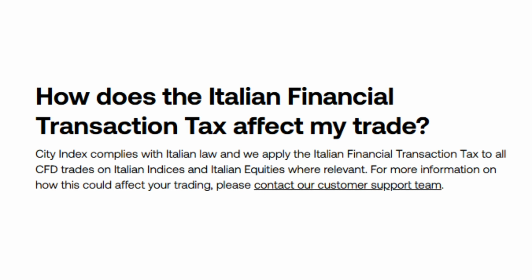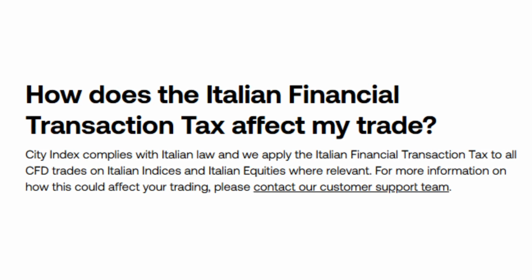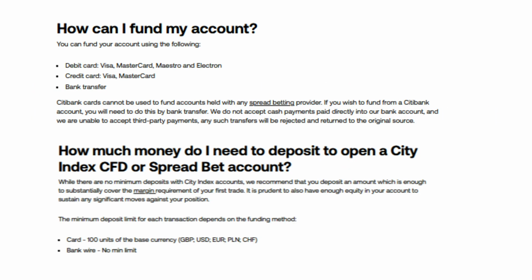Then, if you trade Italian indices and equities, you will be charged Italian financial transaction tax. Then for risk management, when your guaranteed stop loss order is triggered, you are charged for that. Deposits and withdrawals can be made through card payment and bank transfer. Now, if you make your deposit through card payment, then your minimum deposit should be 100 units of your account-based currency. But through bank transfer, there is no minimum deposit.